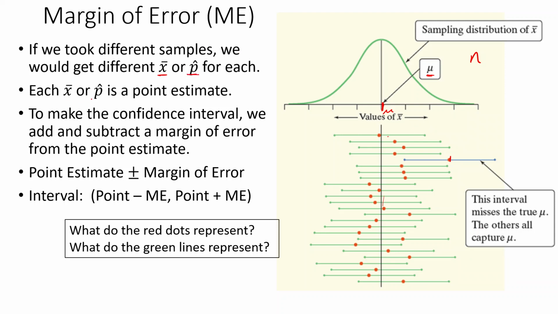Each of these sample means and each of these sample proportions is a point estimate. If we make a confidence interval, we add or subtract the margin of error to each one of those, like the point estimate plus or minus the margin of error. And then we make this interval. We use interval notation, so we use parentheses on the edge. All right, so each of these red dots is a sample mean, and the green is our margin of error added and subtracted to each one.